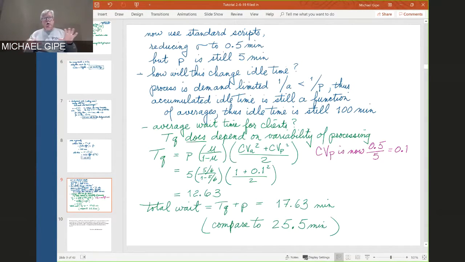So you can see that although we're dealing with averages, we have variation in both the arrival time and the processing time, and that variation in either one of those will impact the amount of time that the customer or the demand or the incoming email spends in a queue waiting to be serviced.